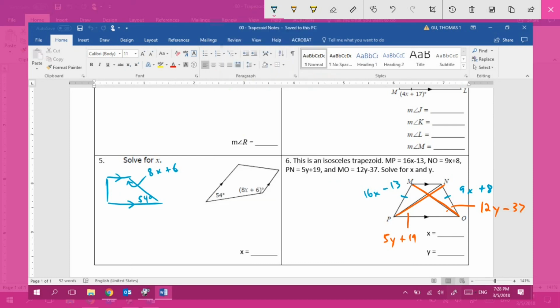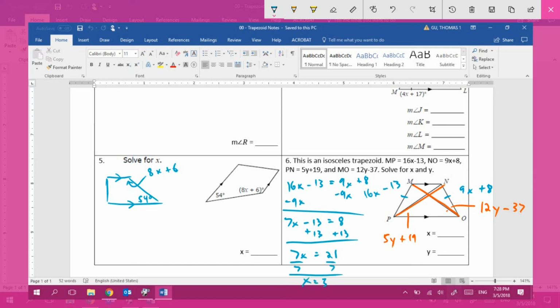So if I want to set up an equation to solve for x, I could say 16x minus 13 equals 9x plus 8. From there, I'm going to subtract my 9x from both sides. That gives me 7x minus 13 equals 8. Then add 13 to both sides. 7x equals 21. Then divide both sides by 7, and x equals 3. So I've solved for x. Now I want you guys to set up the equation for the diagonals and solve for y. And that's going to be the end of our trapezoid notes.